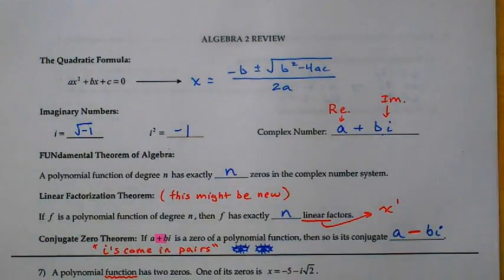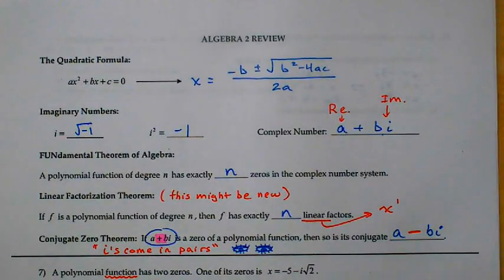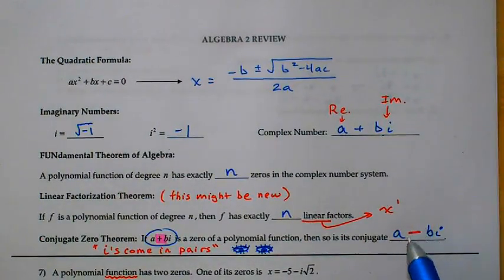Let's also recall the conjugate zero theorem. I call this the i's come in pairs theorem. You have two i's, your function has two i's. So yeah, if you have a plus bi as a zero of a polynomial, so will its conjugate be a zero, a minus bi. Same two terms, change the sign in the middle.